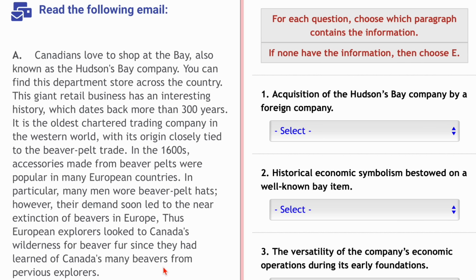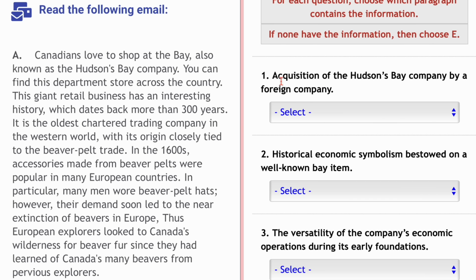So this first paragraph gave us information about this department store in Canada and a little bit about the history, how it began a while back, and also the reasons, because it says that Europeans were looking for beaver pelts because they used that in many of their accessories. Okay, so let's get to the questions. Question number 1.